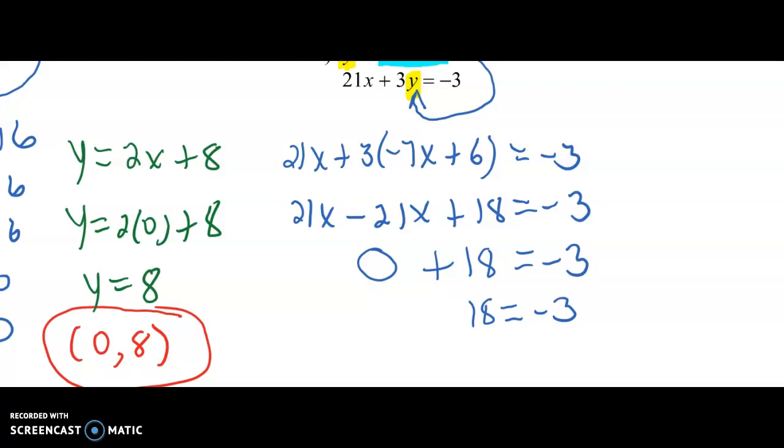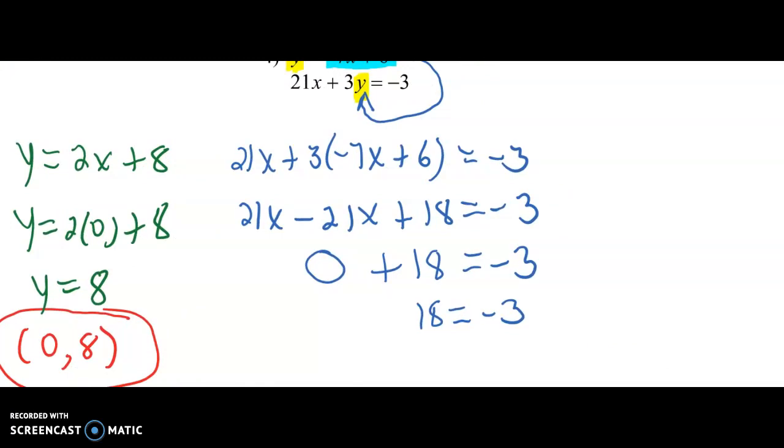In a situation like this, when you're solving a system algebraically, using either the method of substitution or elimination method, when the variables go away and you're left with a statement that is not true, then your answer is going to be that this system has no solution.